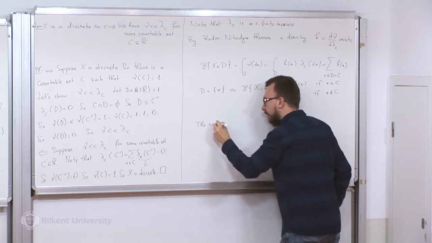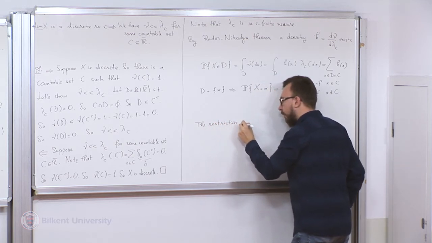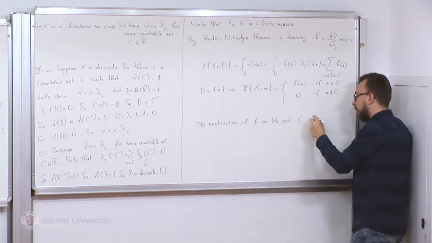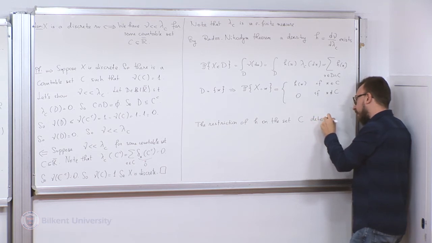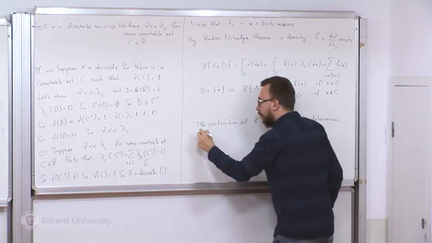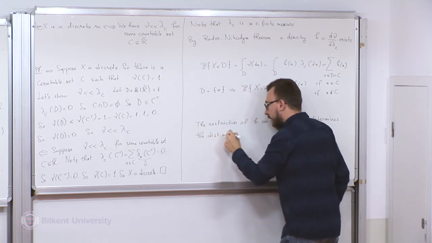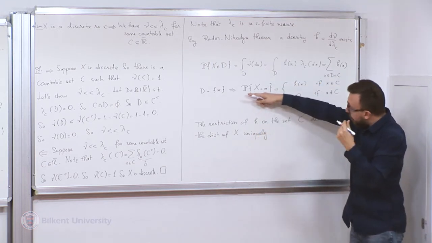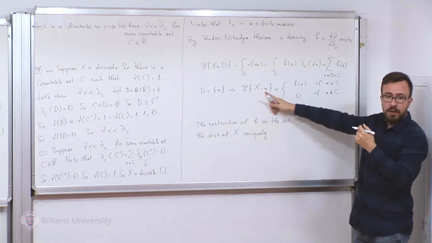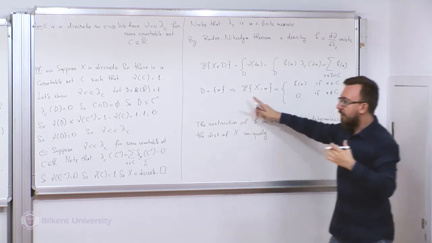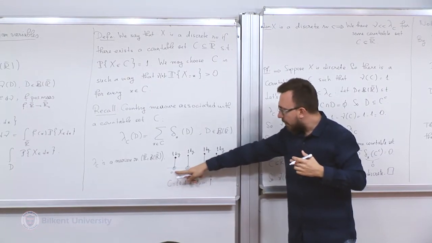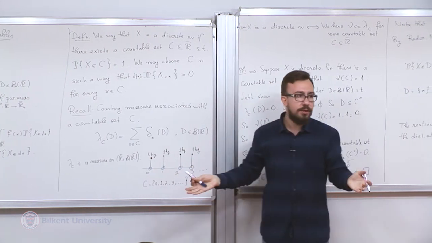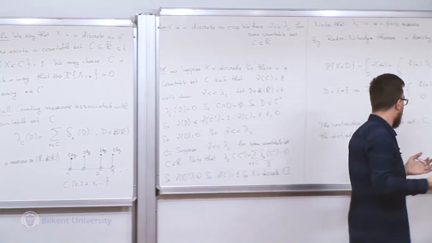The restriction of h on the set C determines the distribution of X uniquely. Why? Because these are the probabilities that X takes certain fixed values. So if it's a random variable taking values in this set, and if you know the probability that X is equal to 0, that X is equal to 1, X is equal to 2, X is equal to 3, you know the distribution of X, right? Just a discrete setting. Very simple.